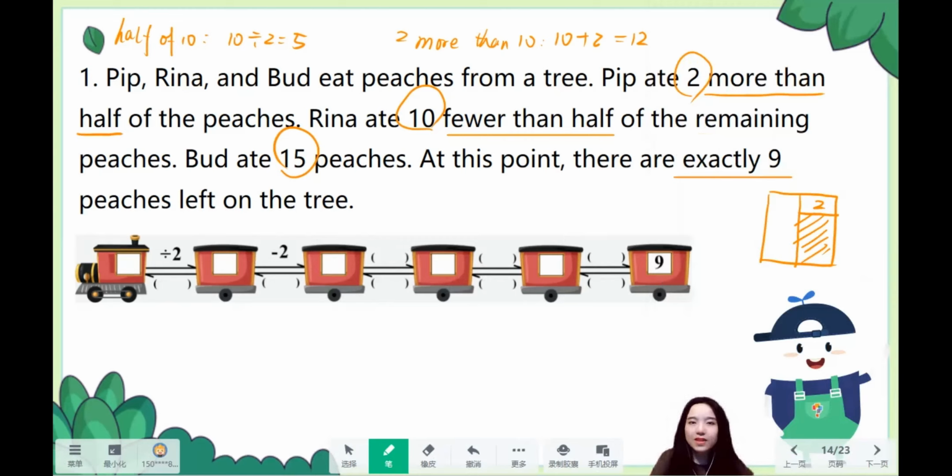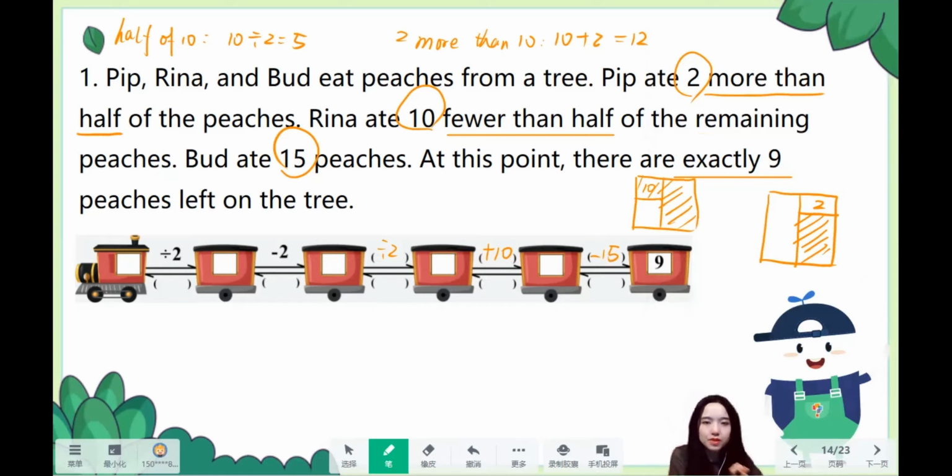Next step, Rena ate 10 fewer than half of the remaining peaches. This time, also we need to get half of it. Then it's 10 fewer than half. In other words, she didn't eat so much. This time, the remaining amount should be 10 more than half of the remainder. Finally, Bud ate 15 peaches. Take another 15 away. We can get the remaining number, which should be 9 peaches.